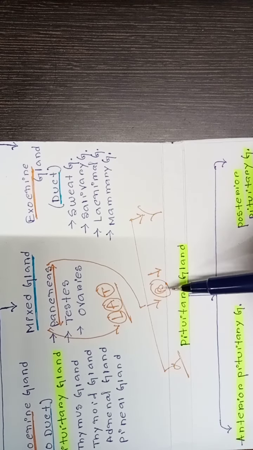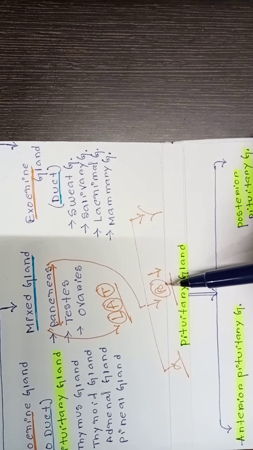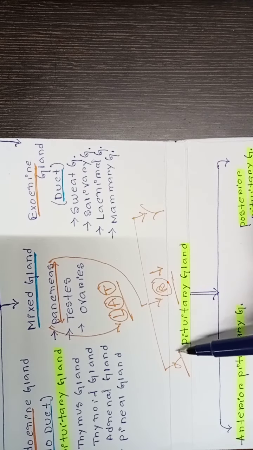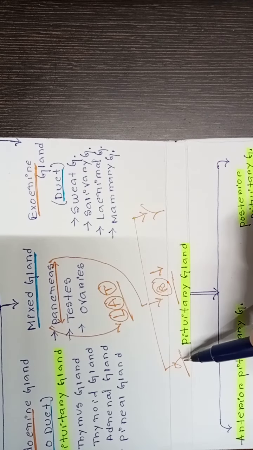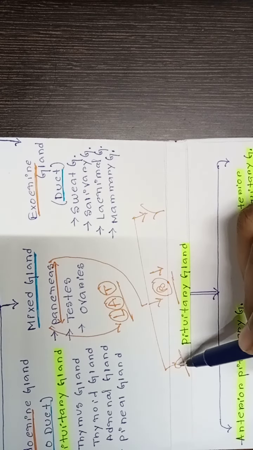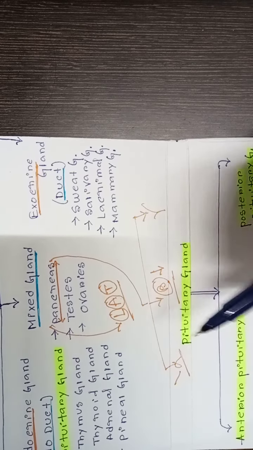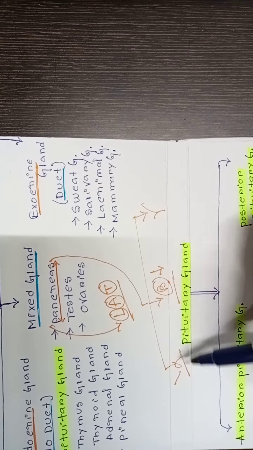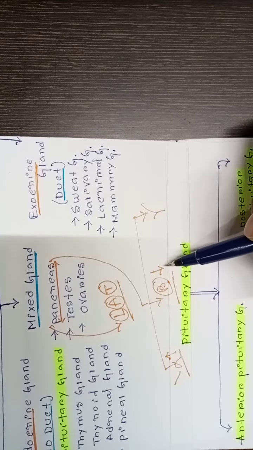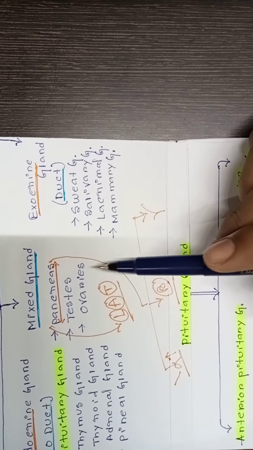for balancing both hormones, glucagon hormone and insulin hormone. So their actions are vice versa. The alpha cell produces glucagon hormone, which is responsible for increasing the blood glucose level, and the beta cell secretes insulin, which is responsible for decreasing the blood glucose level. So these are the main hormones secreted from the pancreas.